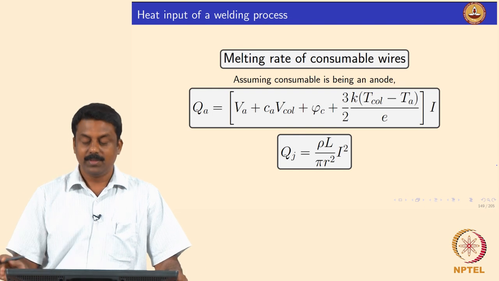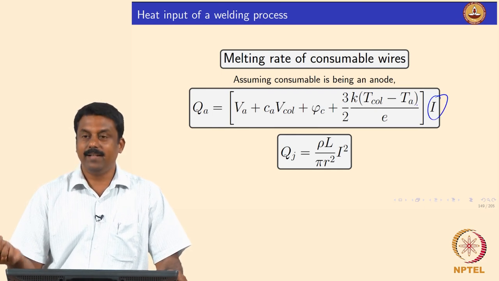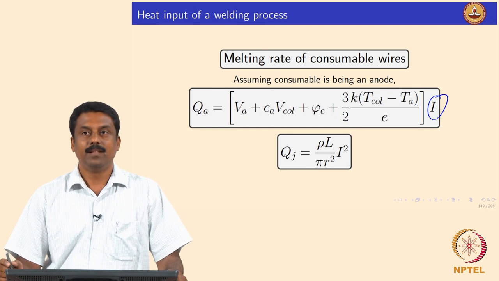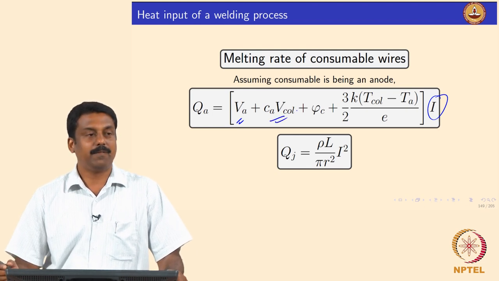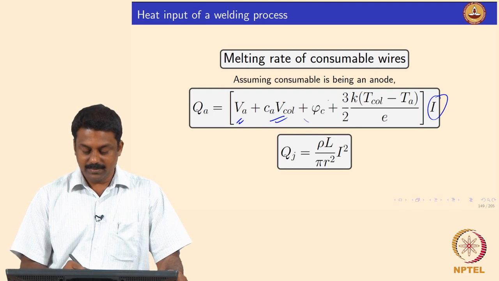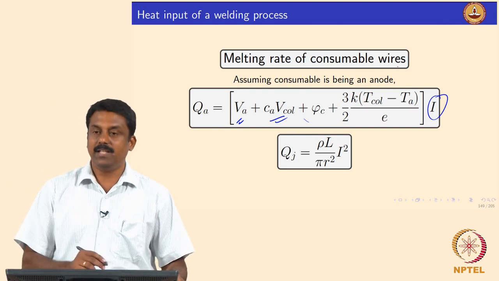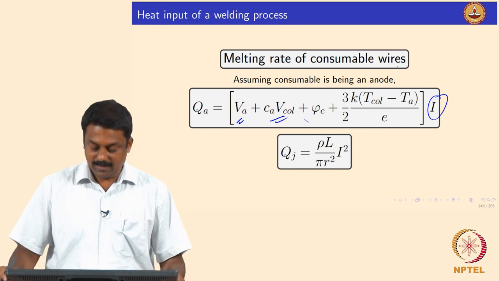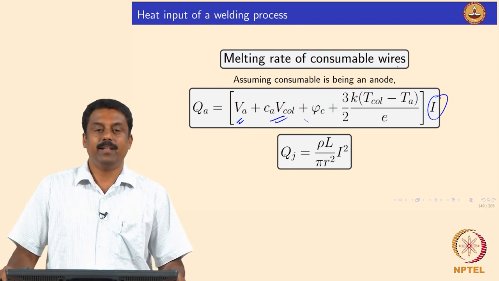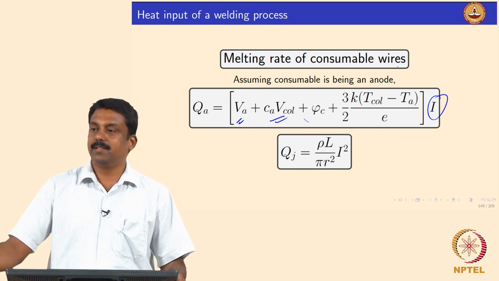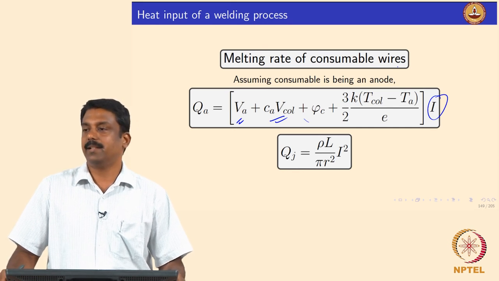QA is, suppose you assume your consumable is an anode. What is QA? We can take I out because I, the current, is common. So it becomes now the voltage in anode, the amount of heat transferred from the arc column to the anode, and then the work function, the energy gained by the electrons, and then the energy gained by the electrons by heating up from the cathode temperature to the arc column temperature, and that is I, and this is joule heating. These terms added, minus latent heat of melting, minus your Cp specific heat term, will give us the melting rate.